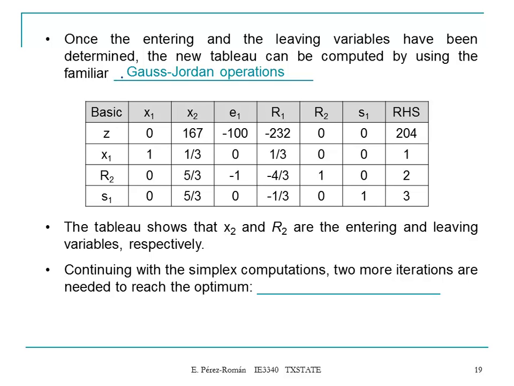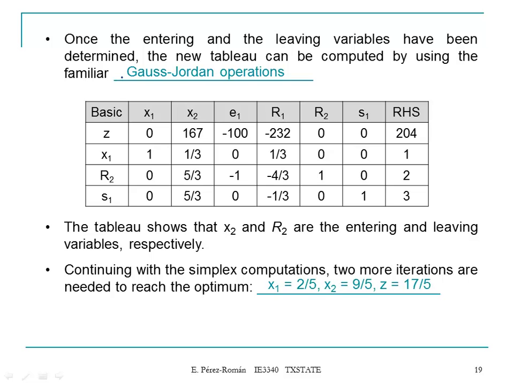So this is not the optimal tableau. Can you see why? Why is that not optimal? There's some minimization problem. Right. So you still have a positive coefficient here, so that variable can enter the solution. So you can perform another iteration. So continuing with the simplex computation, 2 more iterations are needed to reach the optimum, and the optimal value will be this.